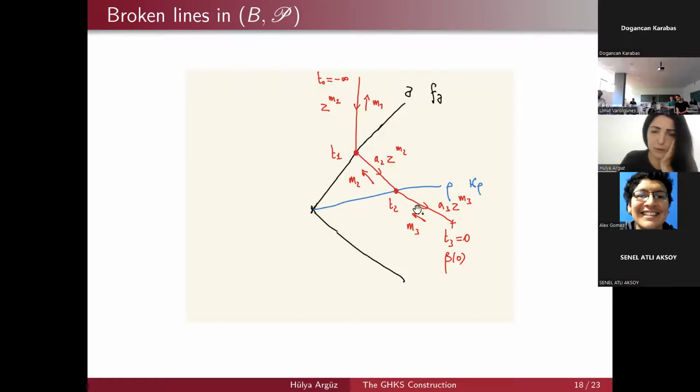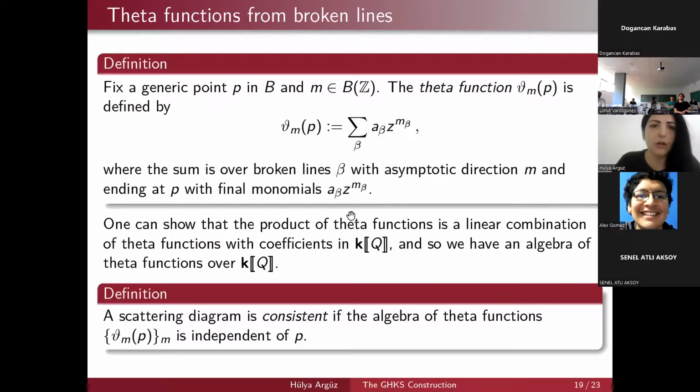So a broken line is a union of line segments, and you impose on it some conditions, ensuring that each time you cross a wall, it starts from infinity with z^{m1}, where m1 is the asymptotic direction. Each time it crosses a wall, it carries a monomial, and this monomial changes according to the function attached to this wall, that is, according to what the wall crossing function is.